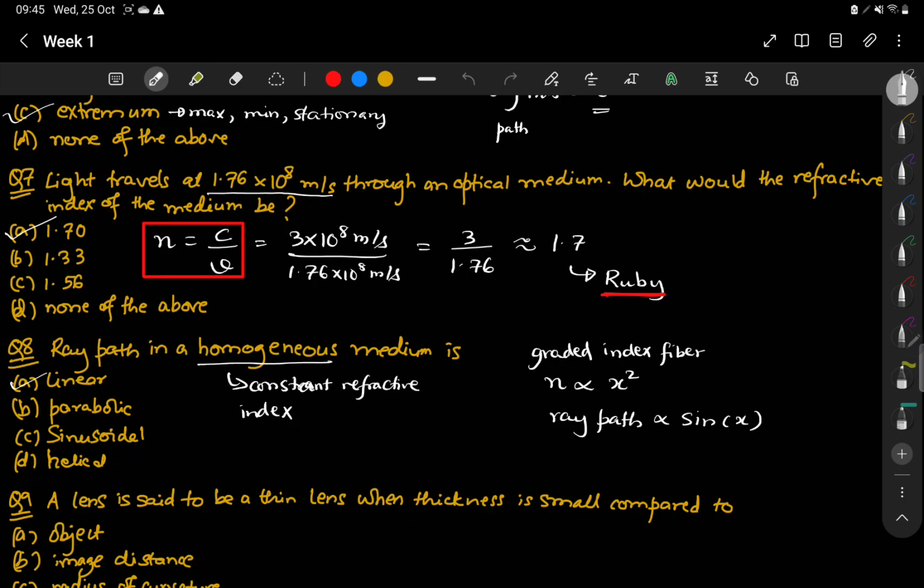Ray path in a homogeneous medium, meaning constant refractive index, would be a straight line. In the last week, we saw graded index fibers where the ray path was a sinusoidal path. A graded index fiber is one in which the refractive index varies parabolically or quadratically, like refractive index is proportional to x squared if x is the spatial distance.